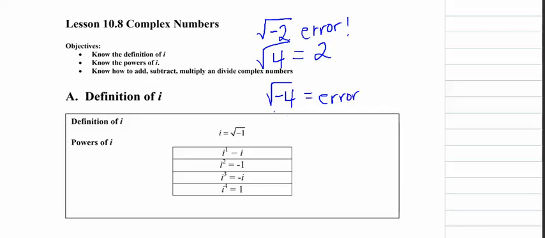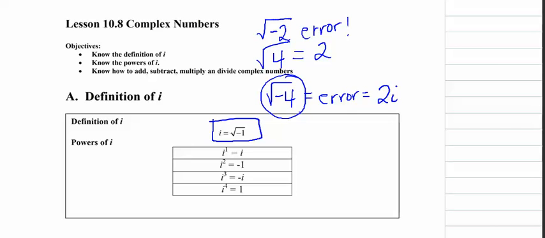Now, mathematicians have allowed us, though, to simplify these square roots of negatives. What we do is we simplify the numerical part, the 4, and then we say that it's imaginary, so they just write it as 2i, meaning that it's an imaginary number. Now we have a definition that says that i is the square root of -1.